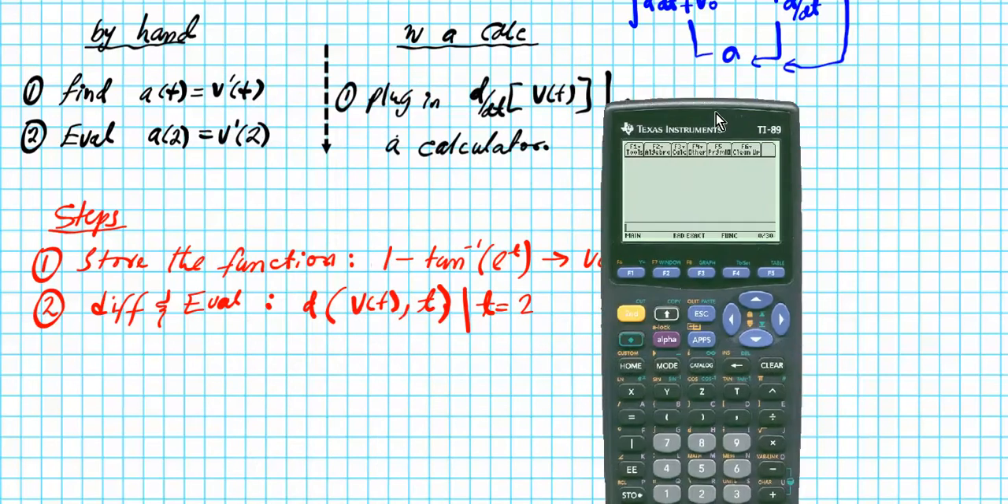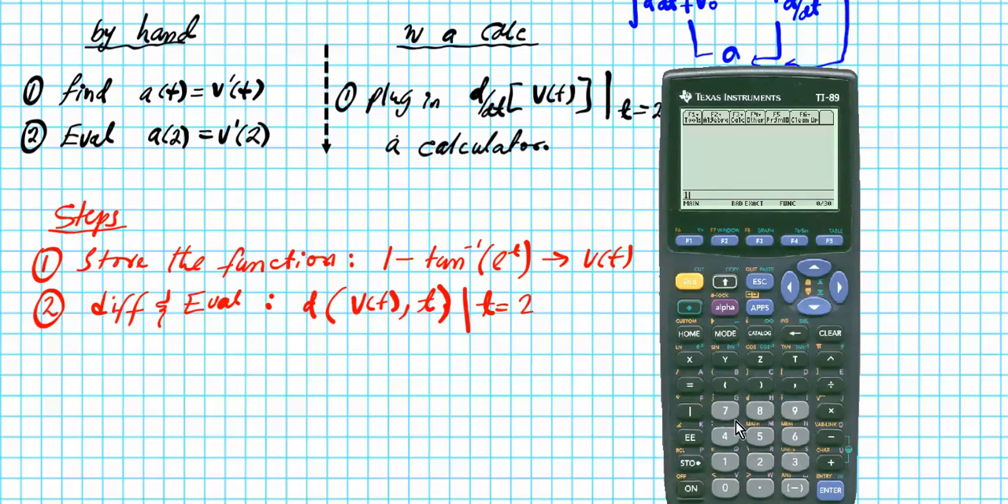Okay, so let's go ahead and start. We're going to go 1 minus the arctan, second function tan, or actually diamond tan. 1 minus the arctan of e to the t, close the exponent, close the inverse trigonometric function, store that in v of t. Alpha, 0, v of t. Enter. All right, the calculator says done.